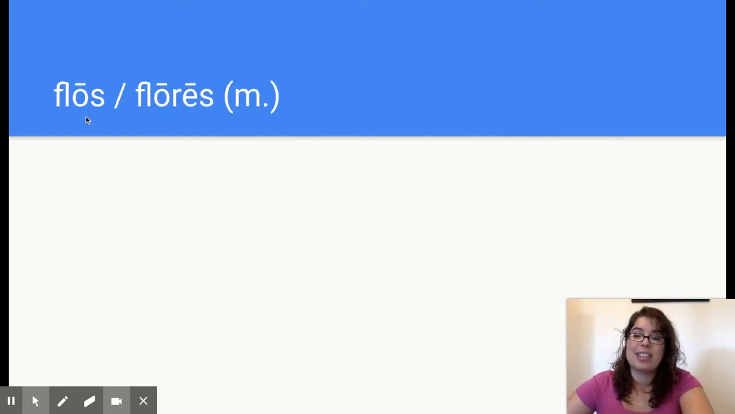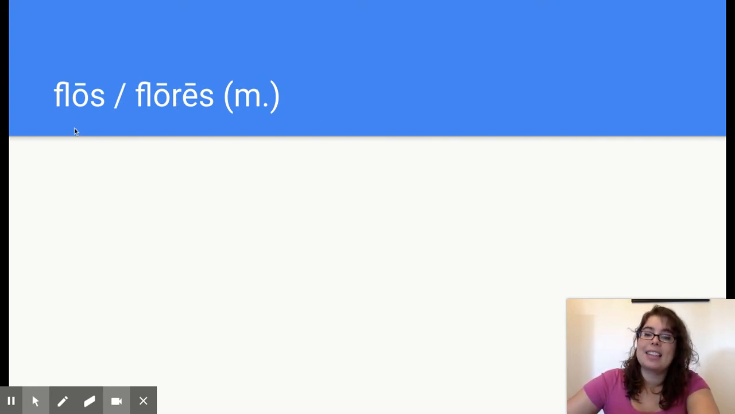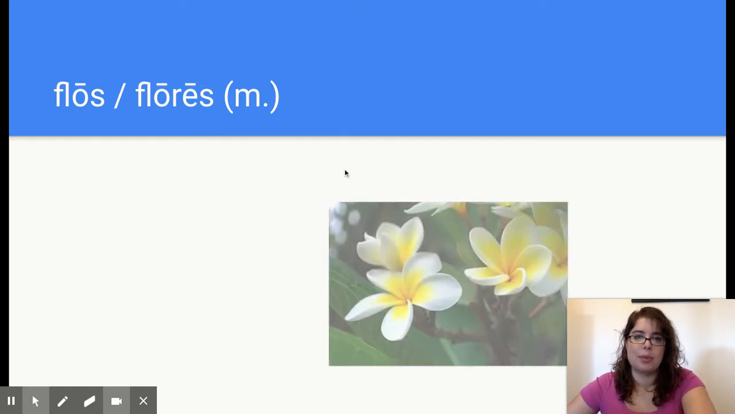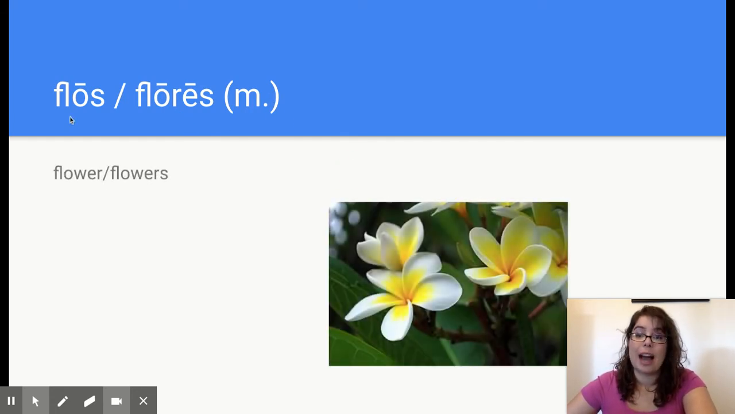Next, we have another one where we've got the singular and the plural. This is flos, and then in the plural it is flores. Flores. And this is a masculine word, and this is our word for flower. Flos is flower, singular, and then flores is going to be flowers, plural. And this is related to the word floral, meaning there's flowers there, or a florist is someone who sells flowers. So that comes from this part.